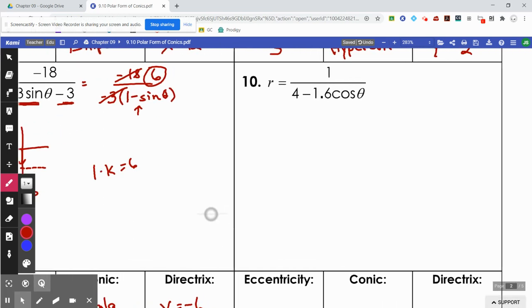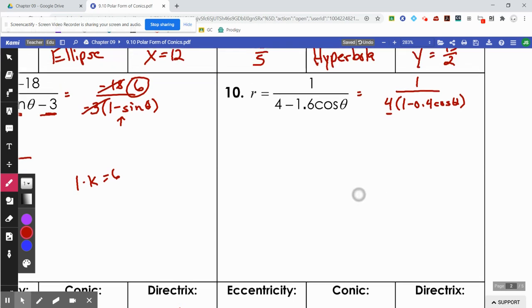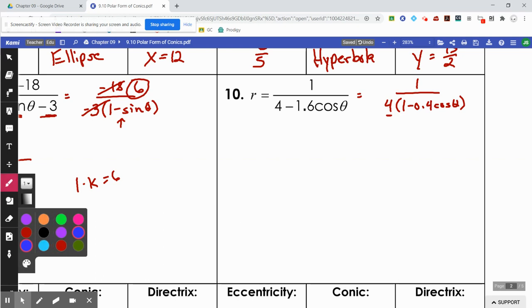And number 10. Again, we're going to factor the 4 out of the bottom to give us what we need. So that's going to be 1 over 4, parentheses, 1 minus 0.4 cosine theta. Nothing really reduces there. However, I have to have this be a 1 right here. So how are we going to do this? One method of doing so is I could multiply top and bottom by 1/4, which is legal because I'm doing it to both.